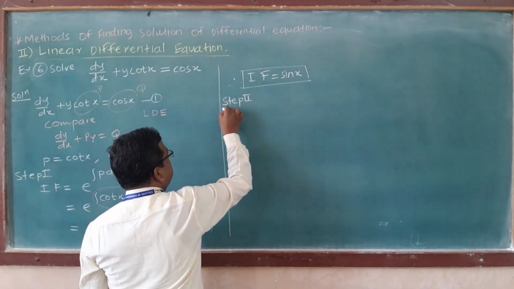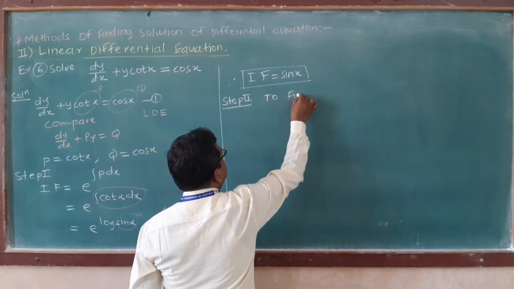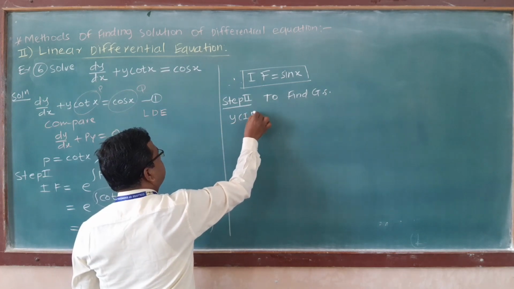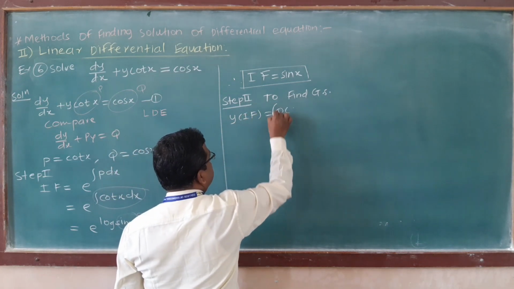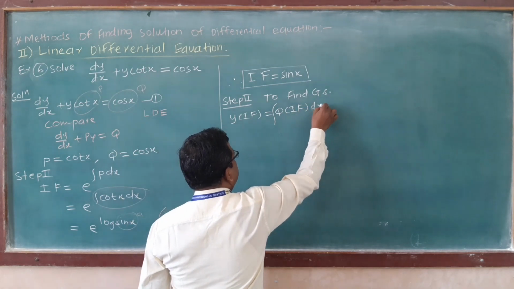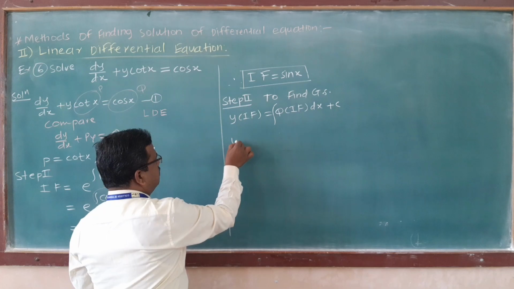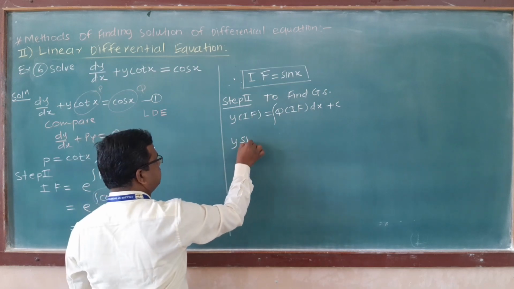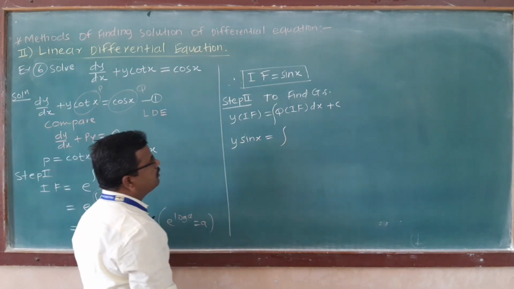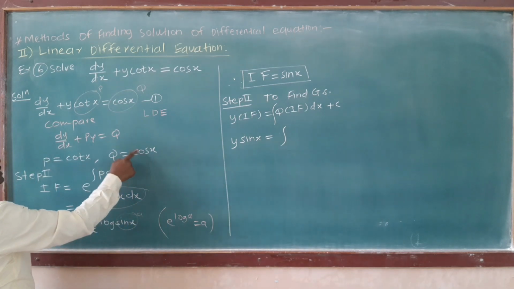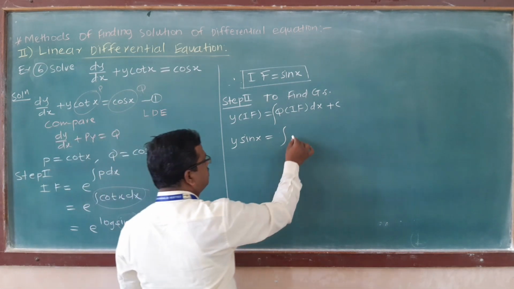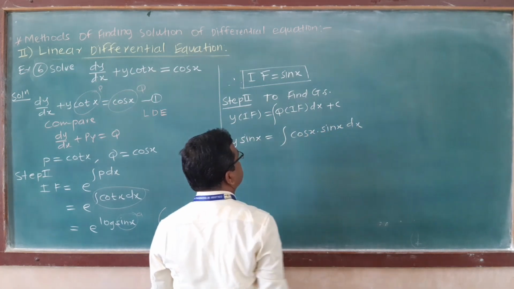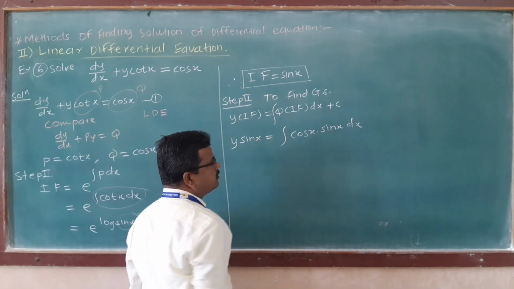Step number 2. In step number 2, we find the general solution. The formula is y into IF is equal to integration of Q into IF with respect to x plus c. Now y into IF, IF means sin x, is equal to integration of Q. What is Q? Cos x, the right hand side. So cos x into sin x dx. Now this is integration of cos x into sin x.